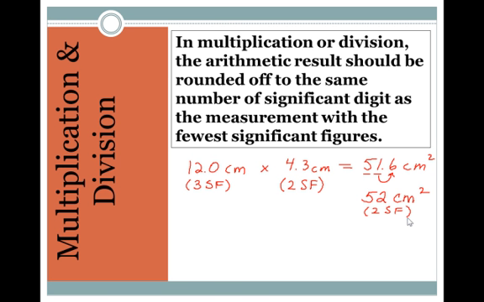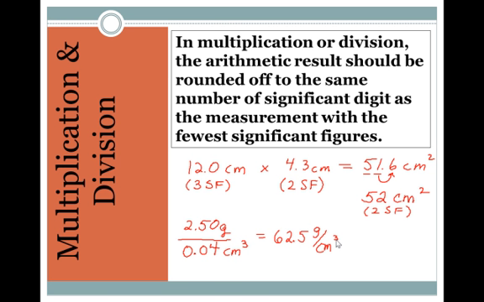Okay, let's try another one. Okay, let's do 2.50 grams divided by 0.04 centimeters cubed. So this is like a density problem. And my math answer comes out to be 62.5 grams per cubic centimeter. Now that's your math answer, it's not your science answer.